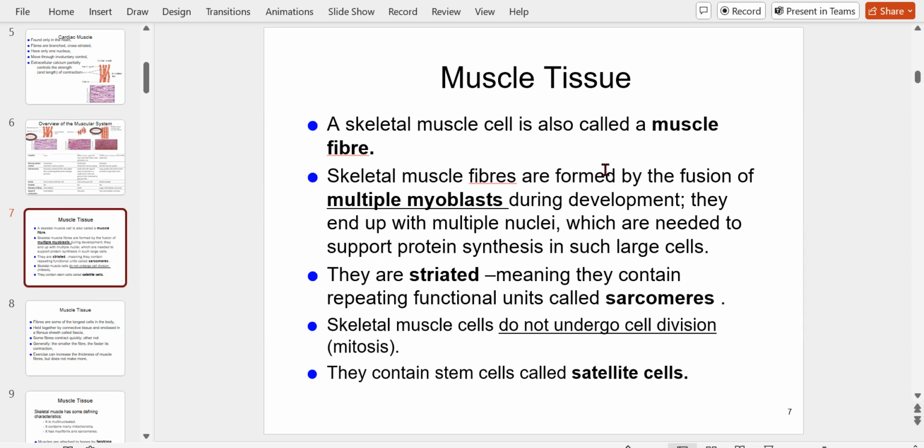The skeletal muscle cell is also a muscle fiber. Skeletal muscle fibers are formed by the fusion of multiple myoblasts. We'll get into those later, okay?